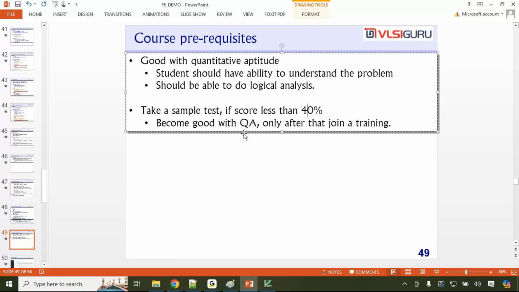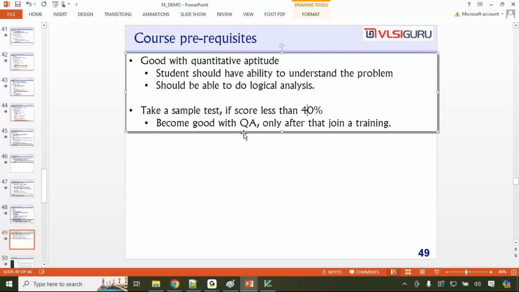Not only this course, any course. Otherwise, I'll tell you, you will be wasting your money. Without this, if you join also, you'll be wasting your money, because you can't understand. Let's say if I teach advanced things, your mind won't be ready to comprehend the things and connect the things.